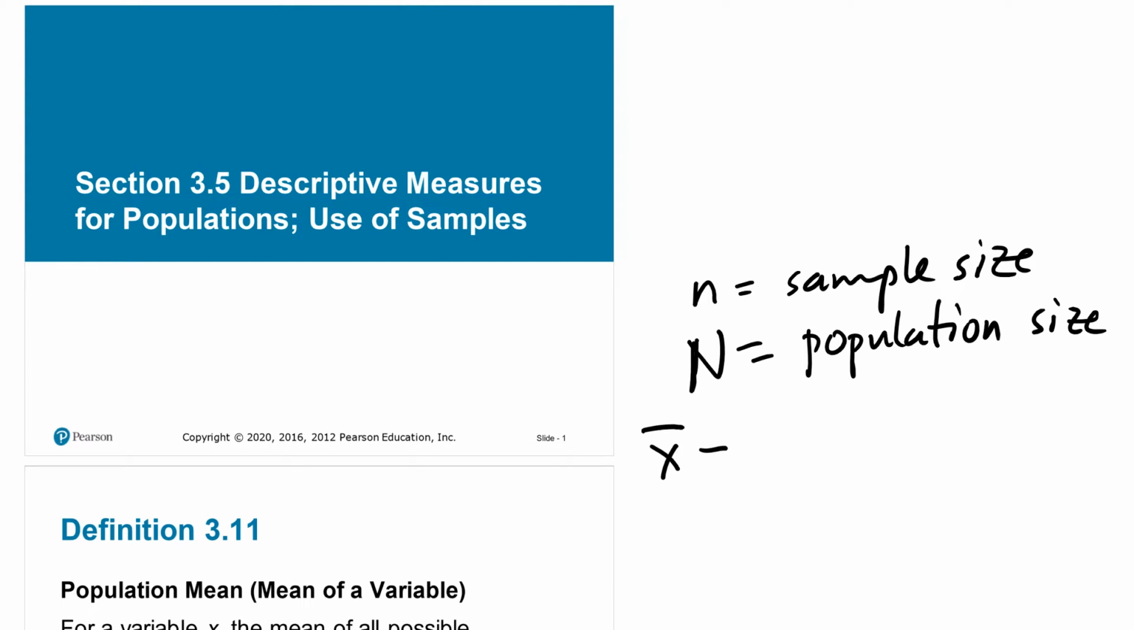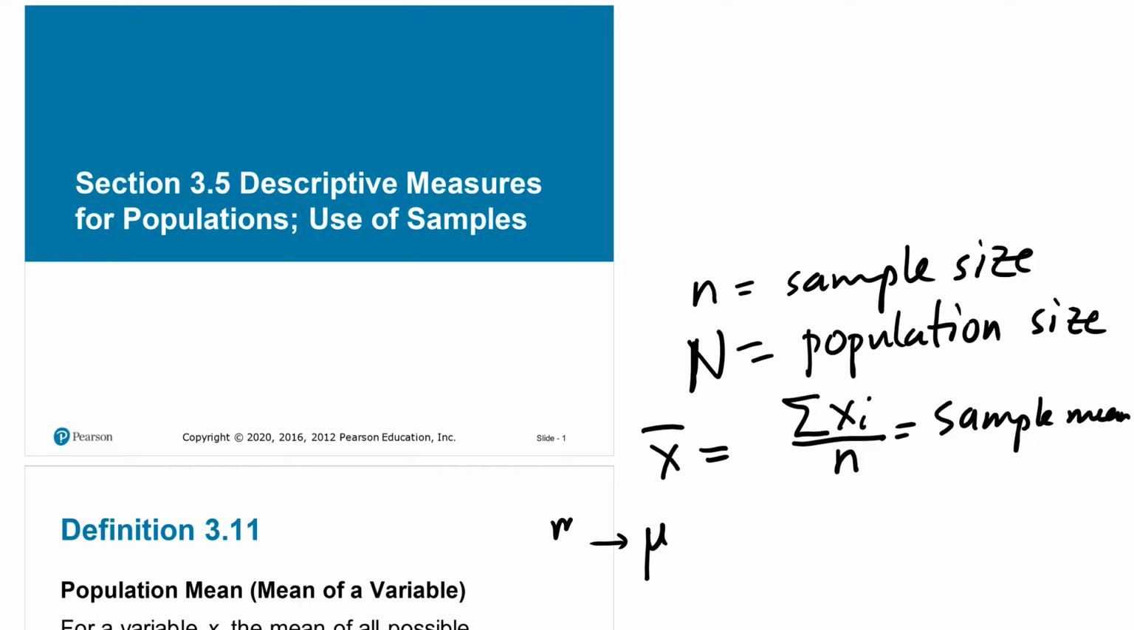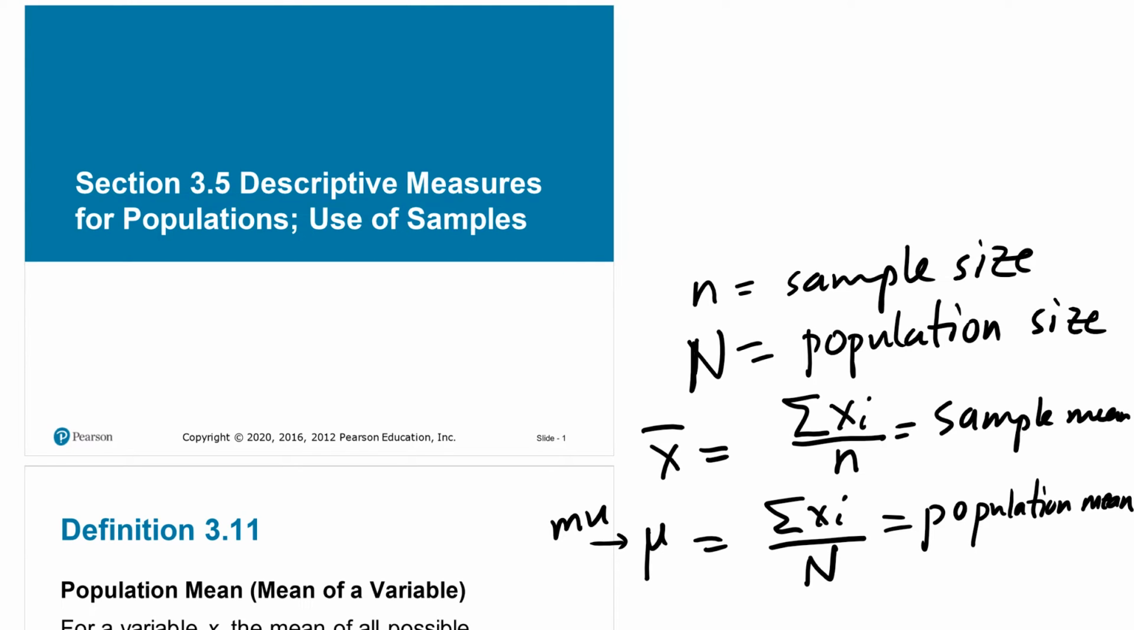Also recall x bar was the sample mean, which we find as the sum of all the numbers divided by n. Here we're going to define mu. Mu, a Greek letter, is the sum of all the values divided by the population size. So that's the population mean.